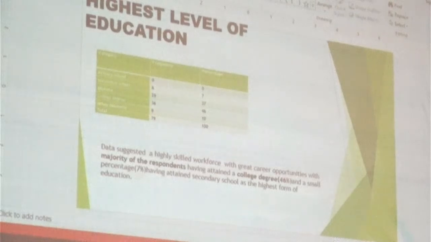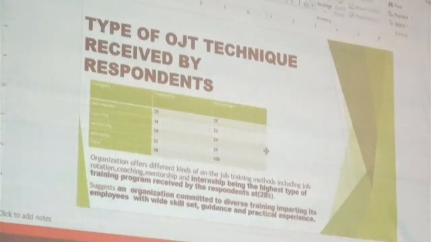Moving to the highest level of education, most of the respondents had a college degree. It's an organization that's full of intellectuals. And then moving on to the on-job training techniques offered by the organization, a majority received the internship with 28%, followed slightly by job rotation, and then mentorship, and lastly, coaching.